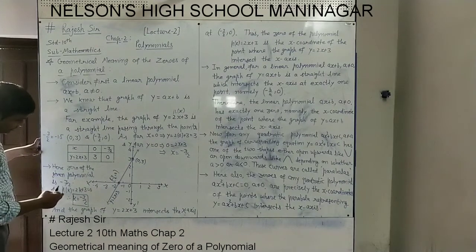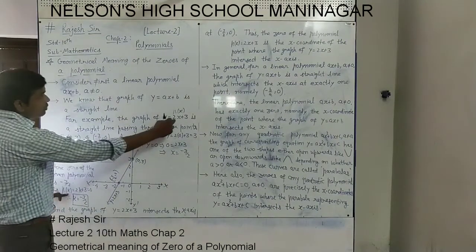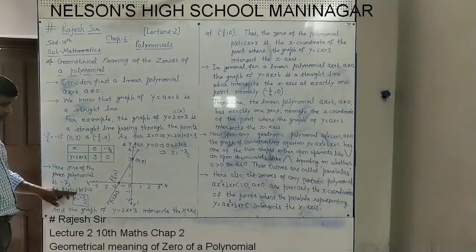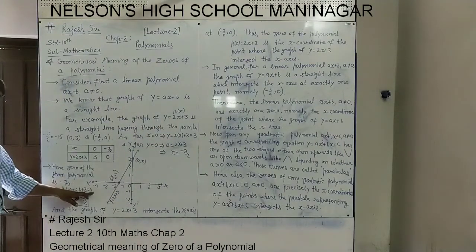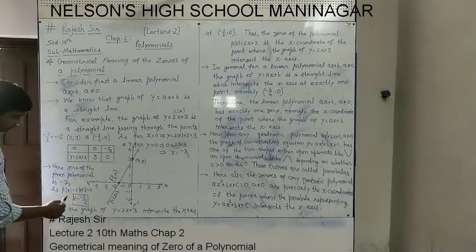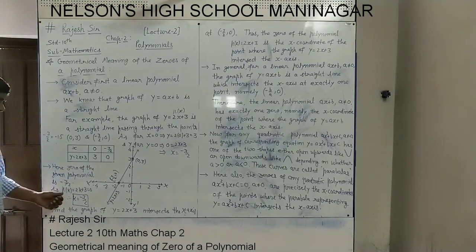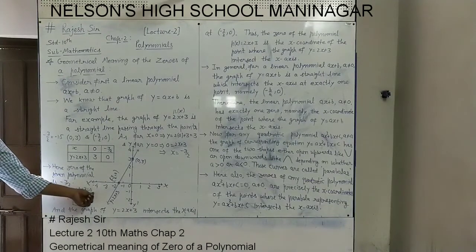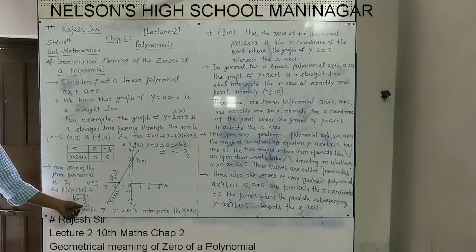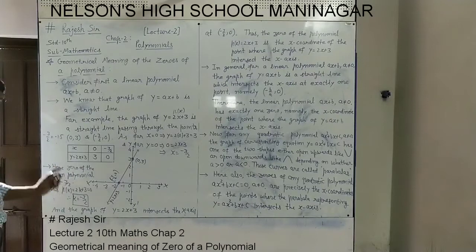So by replacing x by k, p(k) equals 2k plus 3, and we set it equal to 0 to find the zero. Therefore 2k equals minus 3, so k equals minus 3 by 2. As p(k) equals 0 and the value of k is minus 3 by 2, this k equal to minus 3 by 2 is called the zero of the given polynomial. So here we have written the zero of the given polynomial is minus 3 by 2.